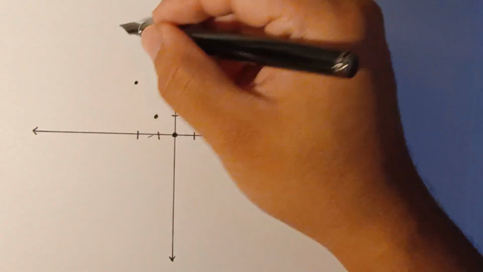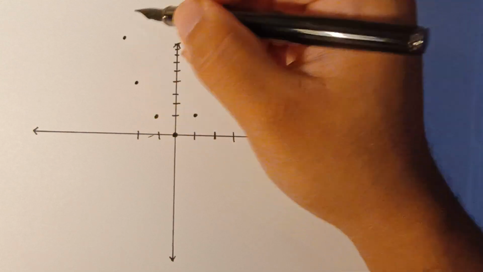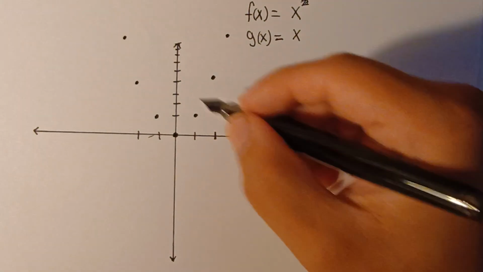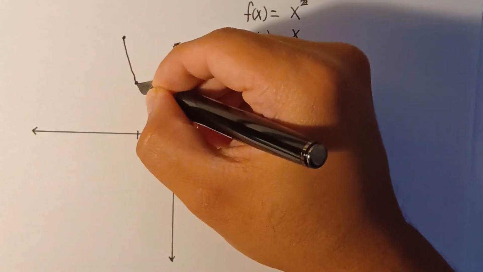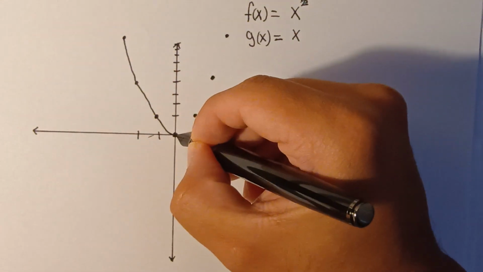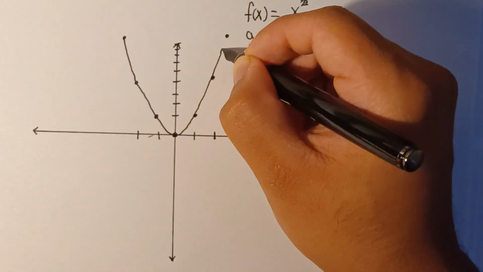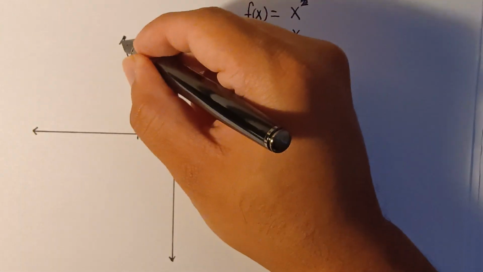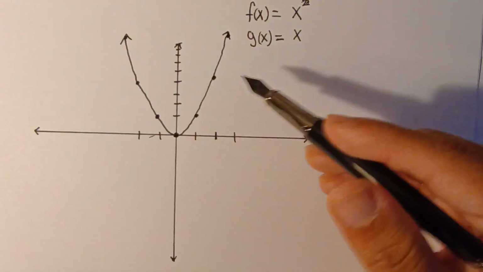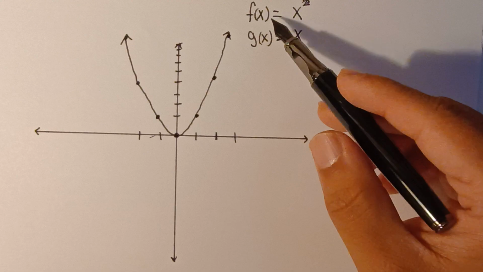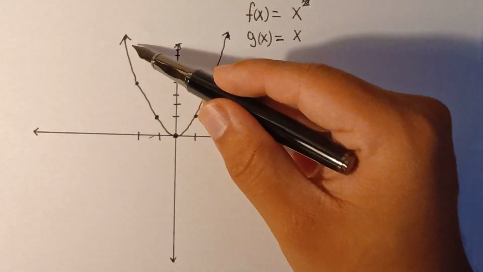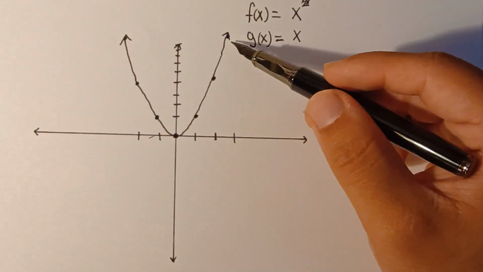And now I could do it up here. I'm just going to estimate here. It's probably not exact, but that's what it is. And you can draw a line between them. It won't be perfect. It doesn't have to be perfect. Now you've got something like this. This is the graph of the function x squared. The little arrows just mean it goes on for infinity.